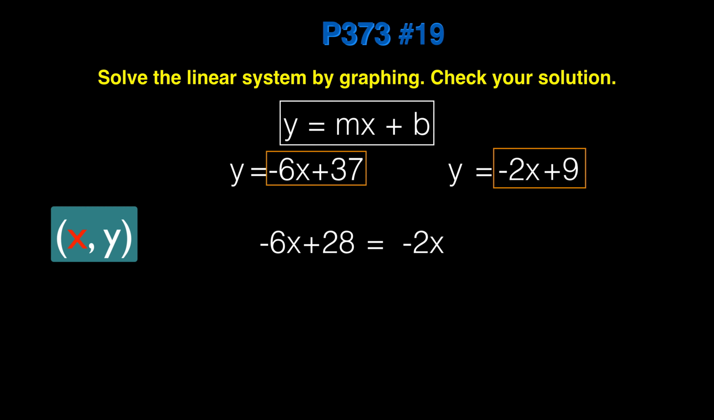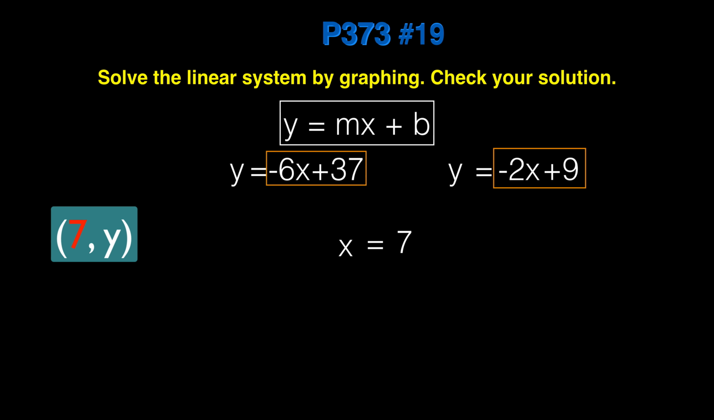Then I'm going to move my 6x over to the right-hand side. Since it's a negative 6x, I need to add a positive 6x. So on my right side, negative 2x plus 6x gives me 4x, and I'm left with my 28 by itself. This is my new equation: 4x equals 28. Now it's as simple as dividing by 4. 28 divided by 4 gives me x equals 7. So x does in fact equal 7.